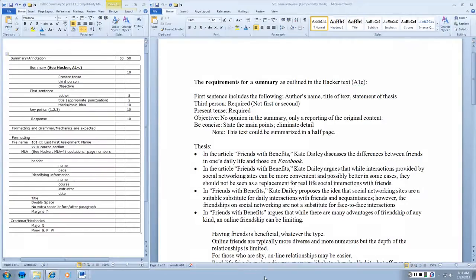I copied and pasted and then made notes and deductions within it. First of all, the requirements for a summary as outlined in the Hacker text are that the first sentence includes the author's name, the title of the text, and a statement of the thesis or the main point. If you look at the rubric, you see that it says first sentence: the author, title with appropriate punctuation, in this case quotation marks, and the thesis or main idea of the paper.